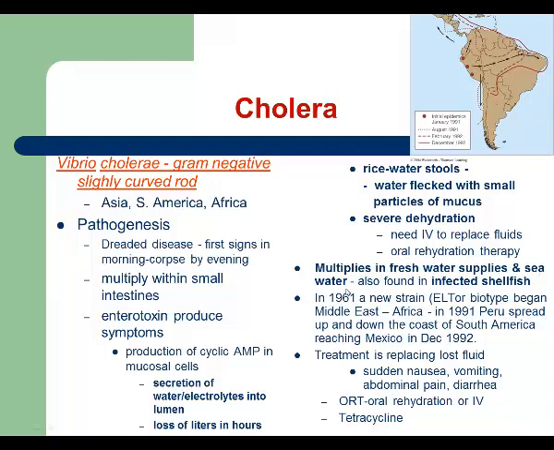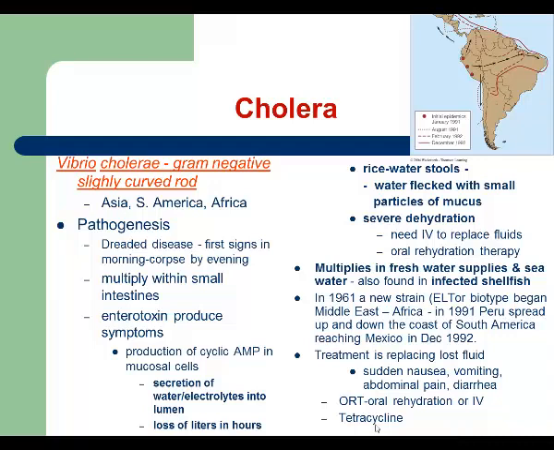in the seawater, so contaminated water also can be a source of infection. Infection usually can be seen in warm climates: Asia, South America, Africa. You have to remember that cholera is one of the life-threatening GI tract infections.